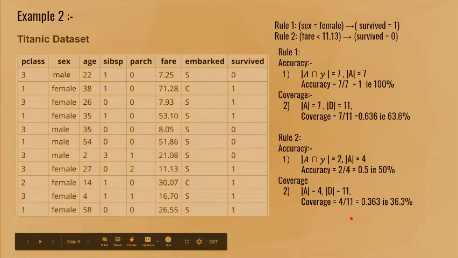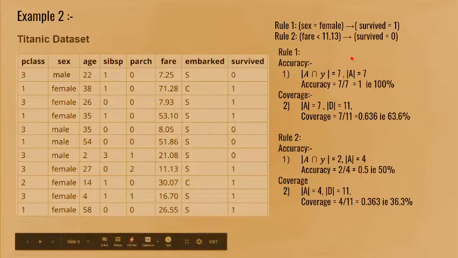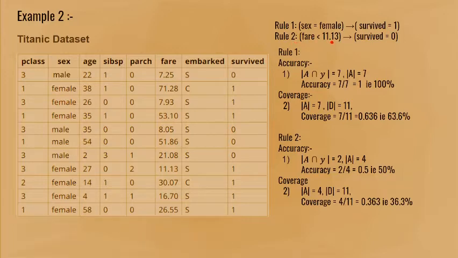So here is a dataset of Titanic. There are two rules. The first rule is sex equals female, that implies that survived equals 1, and the second rule is fare less than 11.13, that implies that survived equals 0.